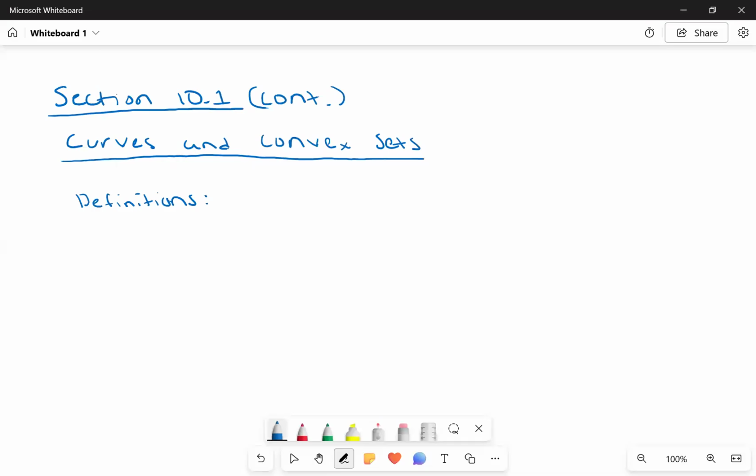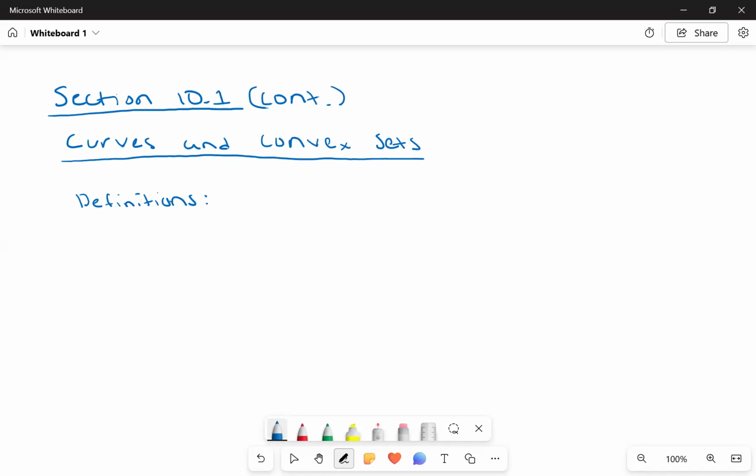In this video, we're continuing section 10.1, where we're talking about curves and convex sets. It sounds like a little bit of an ominous start to the section, especially convex sets. Most people probably don't know what that is, but don't let this fool you. We're still talking about geometry and working our way through plane figures, which is what the section's called. Okay, so let's start with curves.